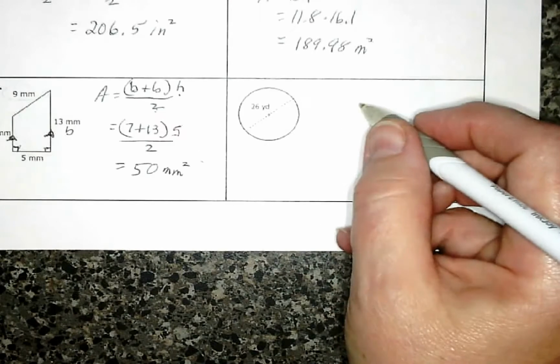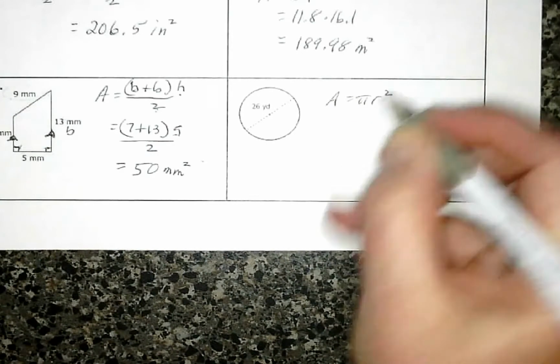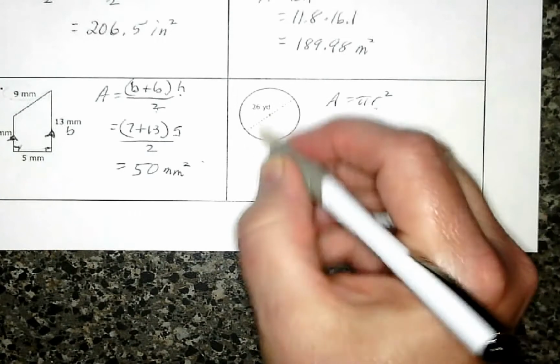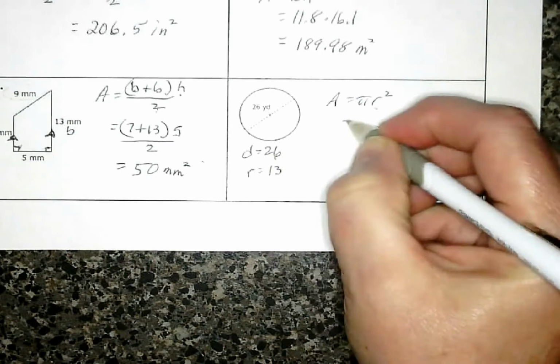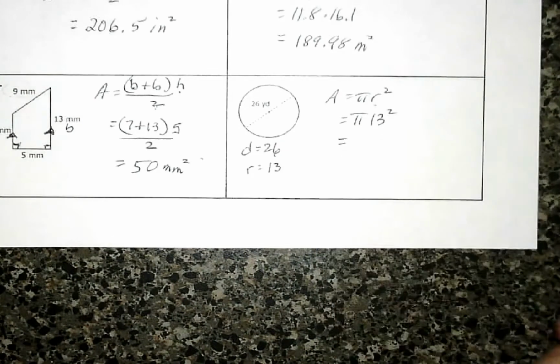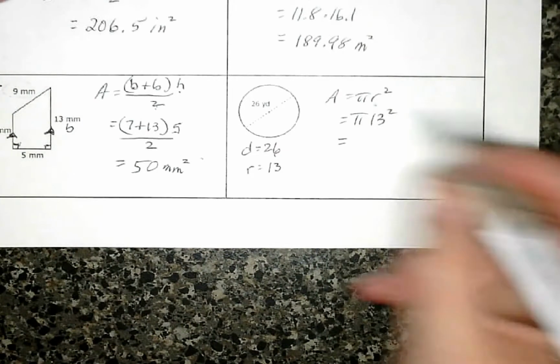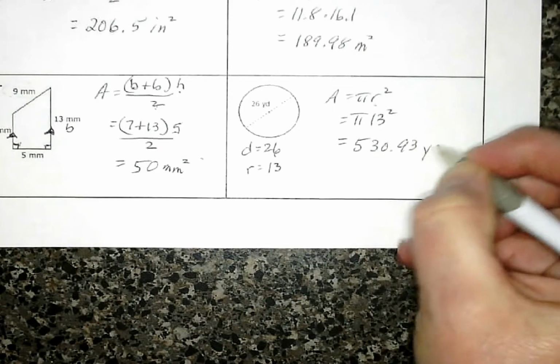Okay, I put this one on here. I know we just went through circles, but don't forget area of a circle is pi r squared. Don't forget to get r. So in this case, the diameter is 26. The radius then is 13. So when I go to put in my formula, I need to use the 13. Okay, so 13 squared times pi gives me 530.93 square yards.